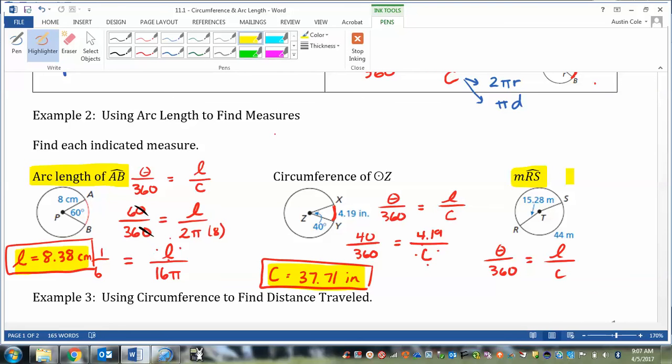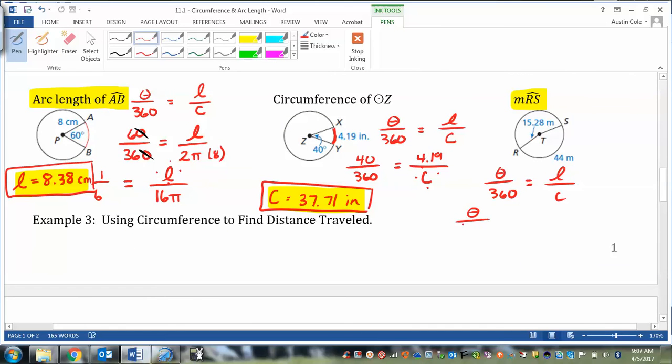Okay? So we don't know theta, but I should know my arc length and my circumference. So I'm going to keep theta in my problem. What's my arc length? 15.28? 44, okay? So I think this represents my radius, and this one is representing my arc length. So this would be 44. Yep, 44, over my circumference. Is that 15.28? No, it's 2. Oh, so this is the radius, right, guys?